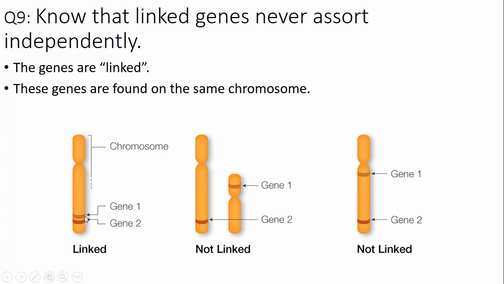So linked genes are going to be close together, and this will help lead into number 10. These are not linked even though they're on the same chromosome because they are far apart. So the genes that are linked are going to be found in the same chromosome close together, and this leads us into number 10. So 9 and 10 kind of go together because this will make more sense.